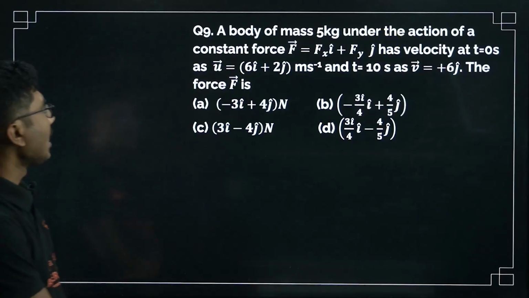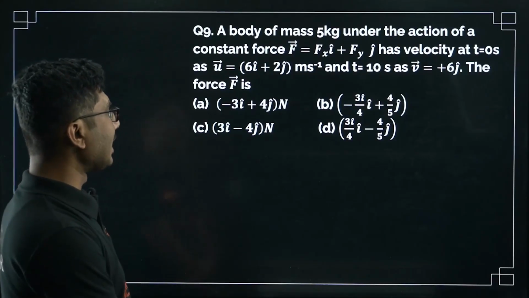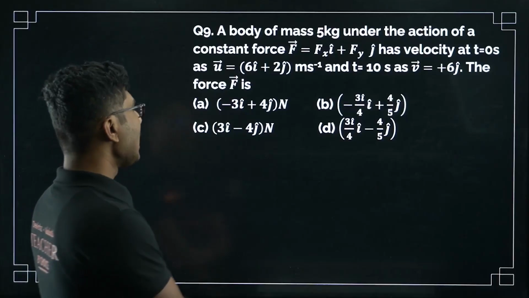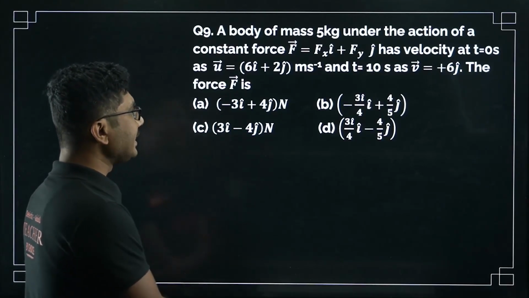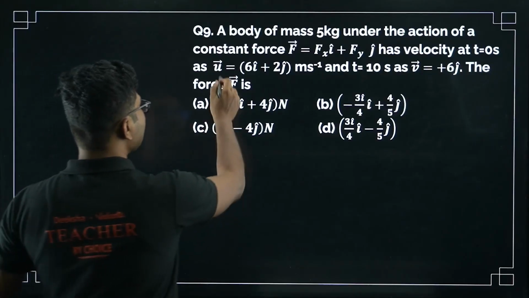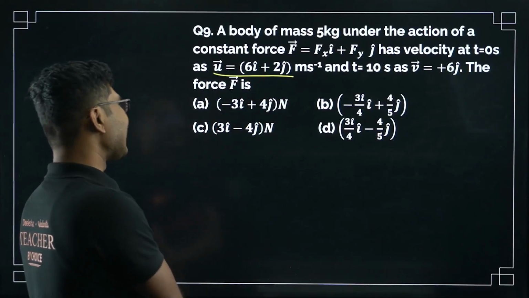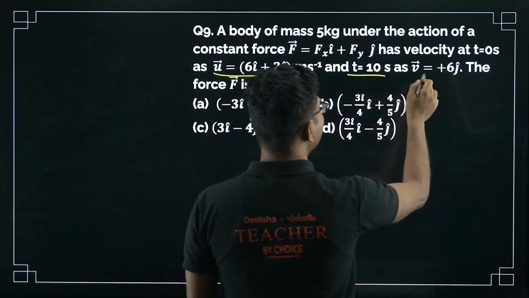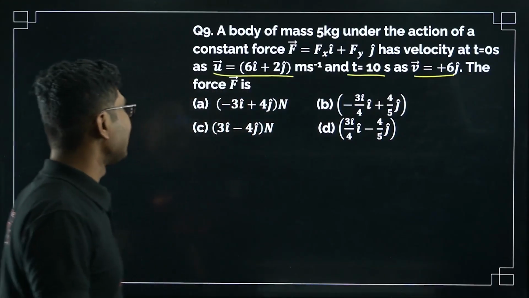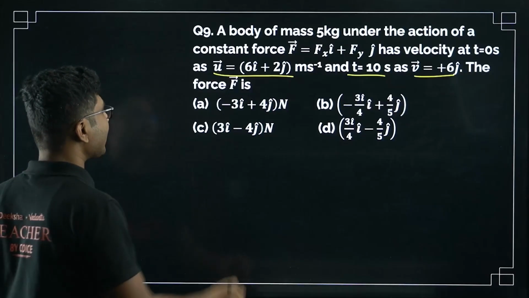Next question. A body of mass 5 kg under the action of a constant force F equals Fx i cap plus Fy j cap has velocity at t equals 0 as u equals 6 i cap plus 2 j cap meter per second, and at t = 10 seconds v is 6 j cap. The force F is, so you have to find the vector force.